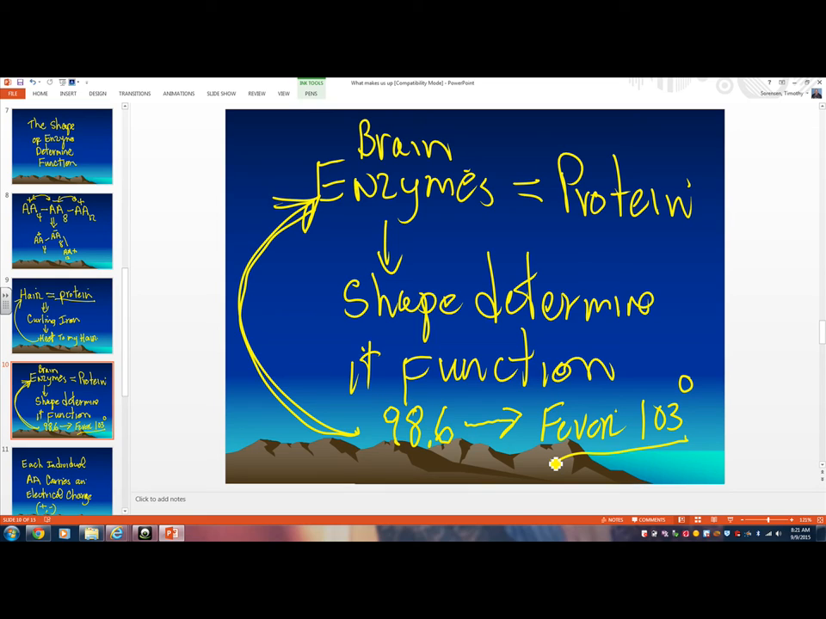But anyways, I digress. If you have a fever, you don't feel good. And one of the reasons you don't feel good, you don't have a lot of energy, you feel weak, is because as the temperature of the body goes up, what does it do to the shape of the enzymes? It changes it, because you heated them up. And when you alter the shape, you alter its function. It doesn't work as well at a fever of 103. At what temperature does it work ideally?